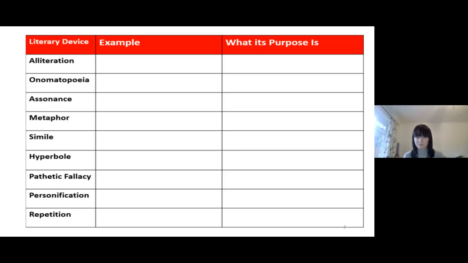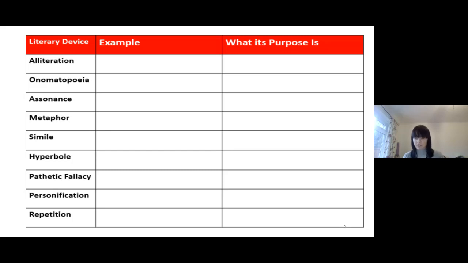Pathetic fallacy then is most commonly linked to weather. It's poetic description which attributes human emotions, and like I said, often associated with weather. So maybe things like the clouds were sullen, or a detailed description about the weather where the pathetic fallacy is being used to contribute to mood and atmosphere, or the attitude or tone of the writer, of what their approach is.